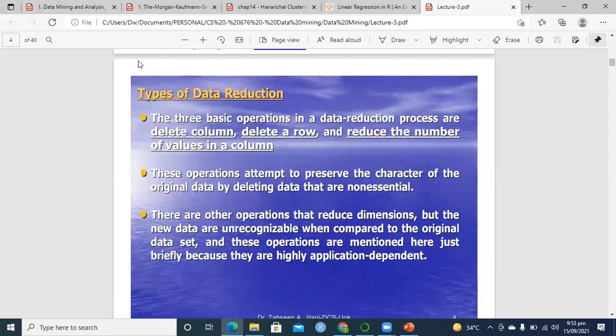And now there are many tools that can do this in very few clicks. Some software do it in a click, and some do it through programming, because if you're writing a full code yourself, it will be part of the code as well. So this is again a repetition: deleting columns, deleting rows, reducing the number of values in a column. What does that mean, reducing the number of values in a column?